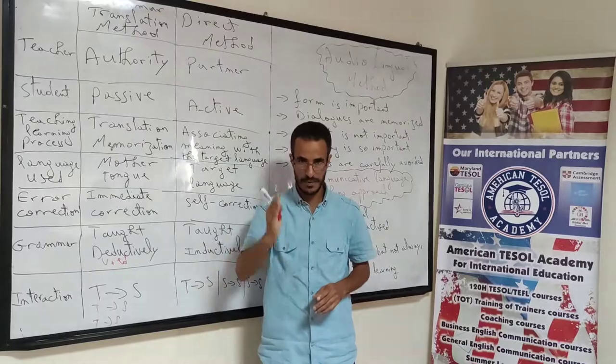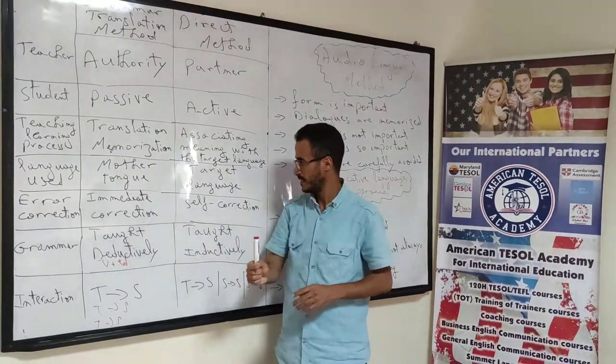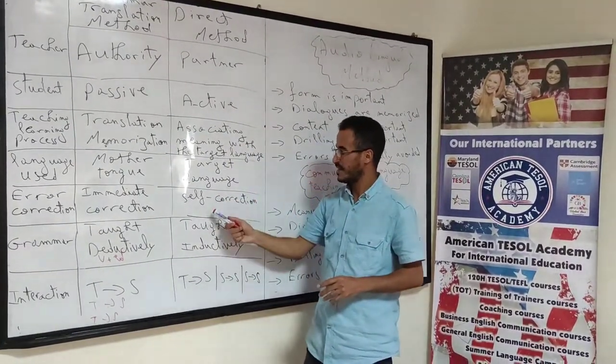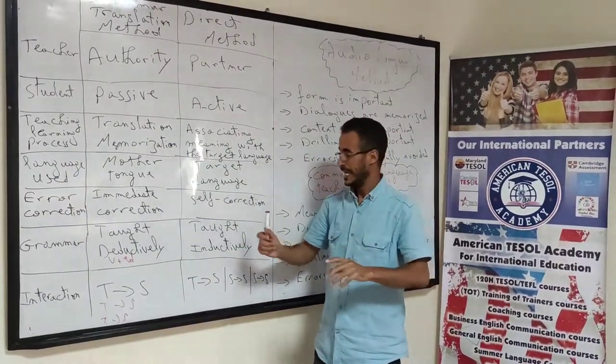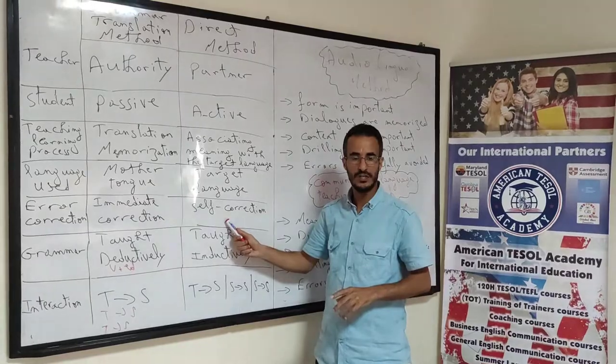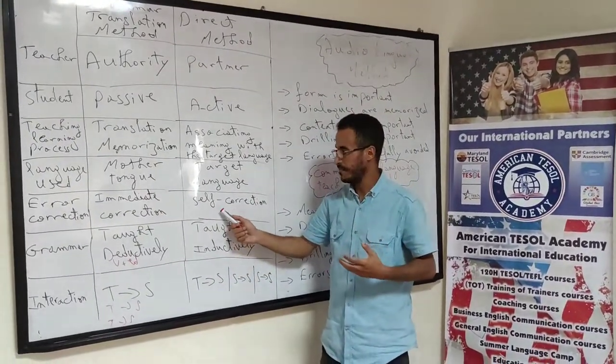Teacher, play, no, we say play. Teacher, go, no, we say went. For the direct method, come on, wait. Let's give a chance to the learner to discover, to correct himself.